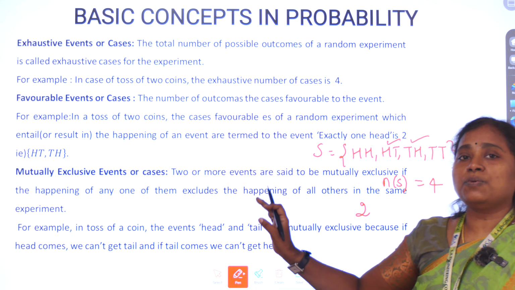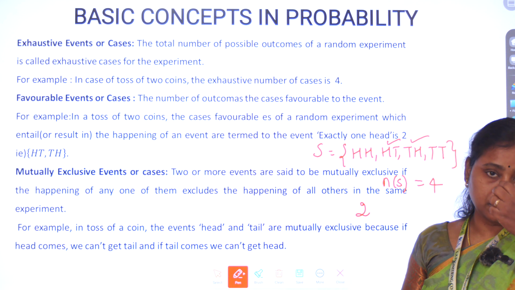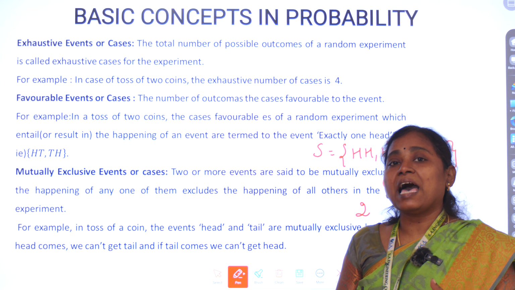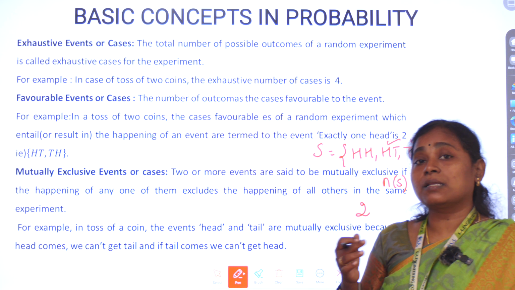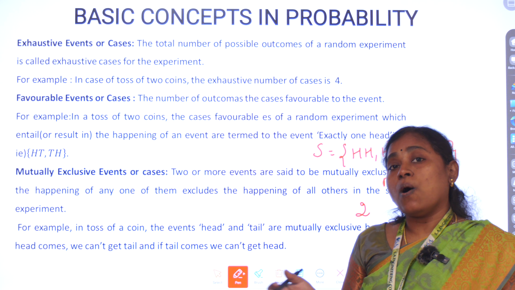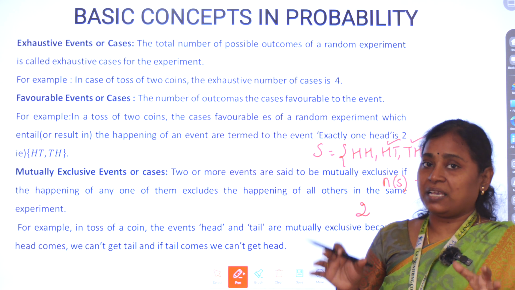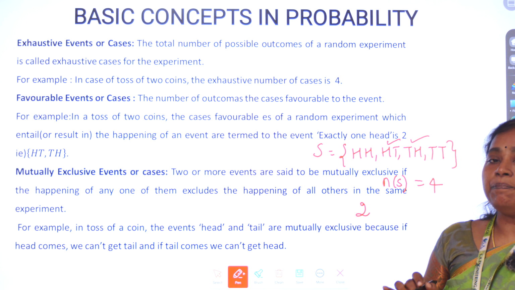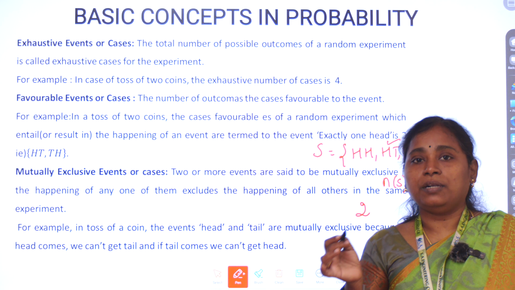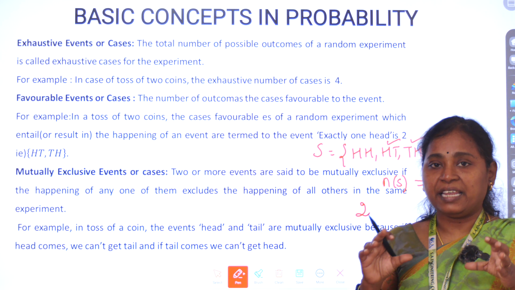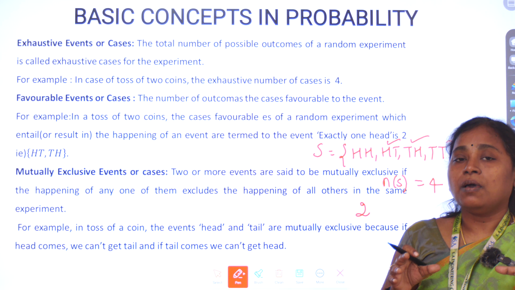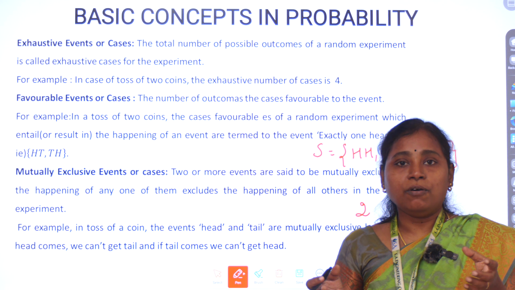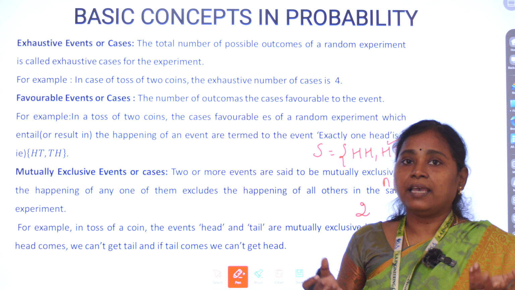The next one is mutually exclusive events. Two or more events are said to be mutually exclusive if the happening of any one of them excludes the happening of all others in the same experiment. For example, if we toss a coin, we may get head or tail. Both the events head and tail are mutually exclusive because if head comes, we cannot get tail. If tail comes, we cannot get head.